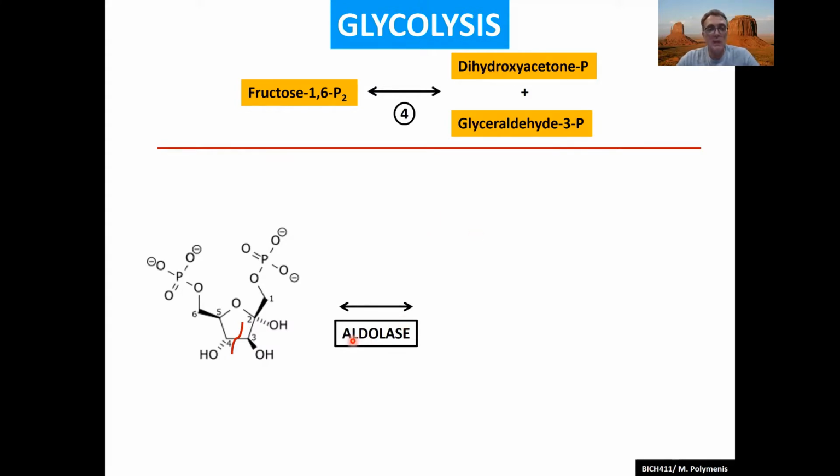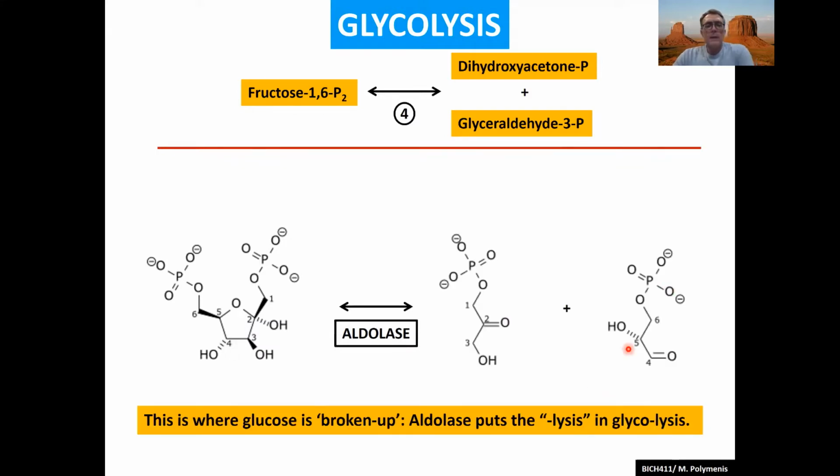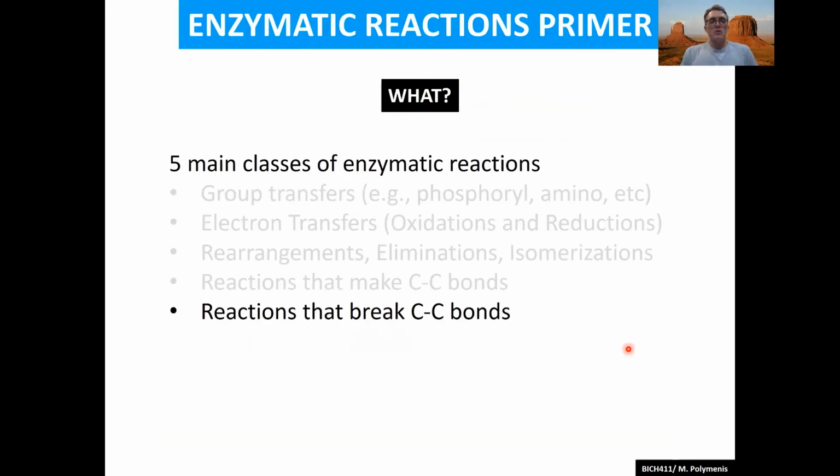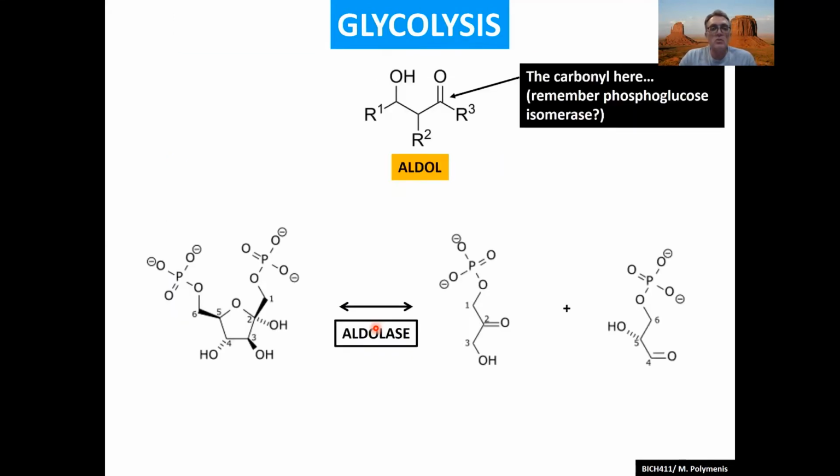The enzyme that catalyzes this reaction is called aldolase. It's a fully reversible reaction. These are the products again. And this is really where the lysis is put in glycolysis. This is where glucose is broken up. So, of course, it's a reaction that breaks carbon-carbon bonds. It fits into that group of reactions.